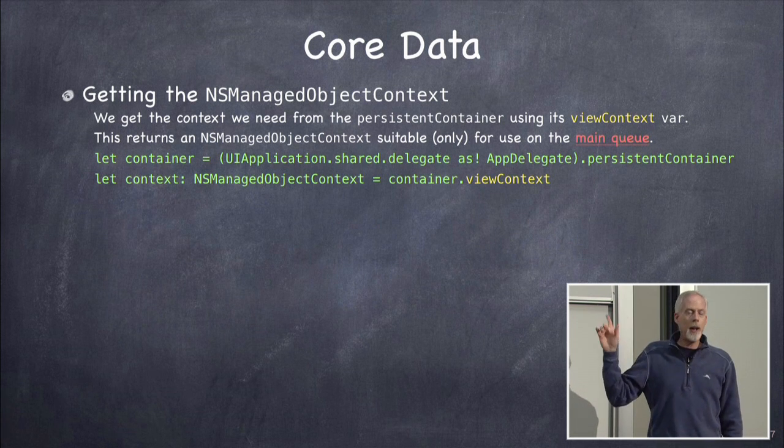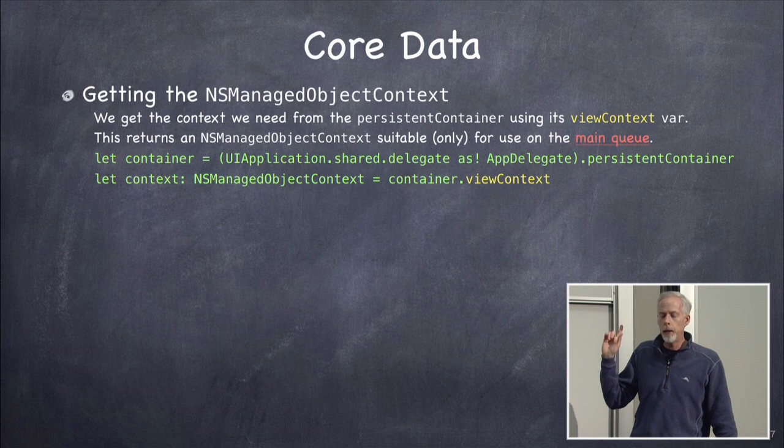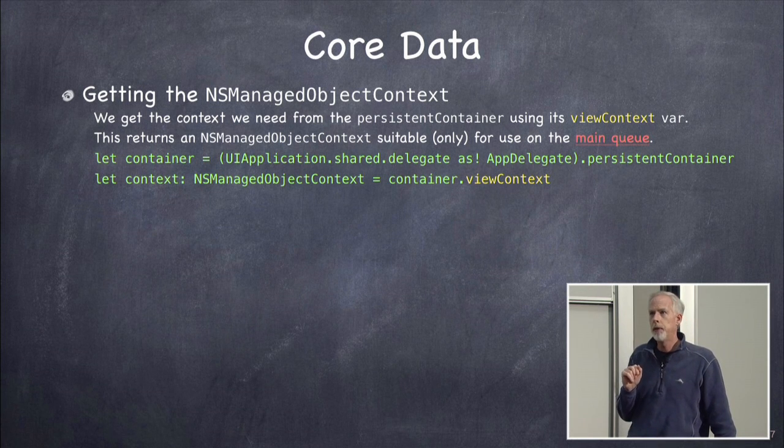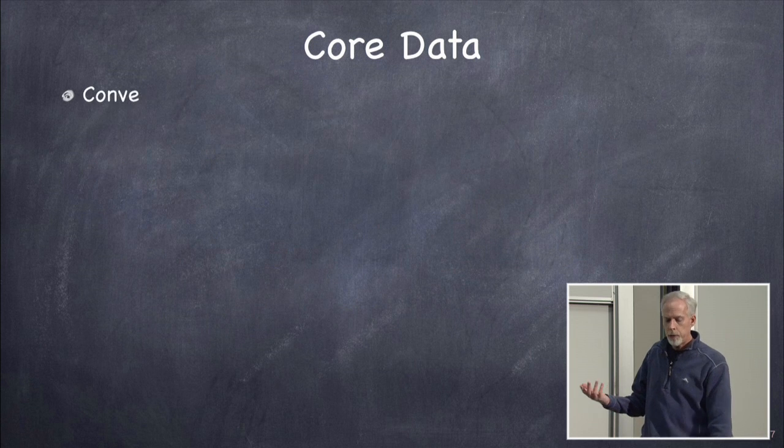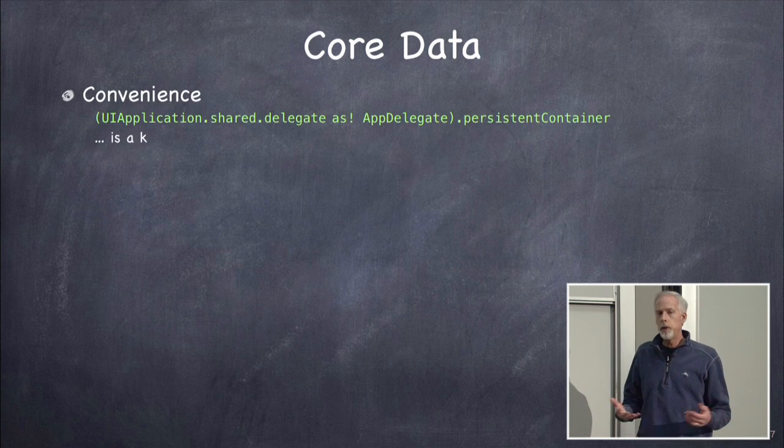So why do I make a point about this main queue? Well, the reason I do that is because NSManagedObjectContext is not thread safe. But I'm going to talk to you about how we can do multi-threaded database stuff towards the end of this talk. All right? So now you have this viewContext, and you can use it to do things.